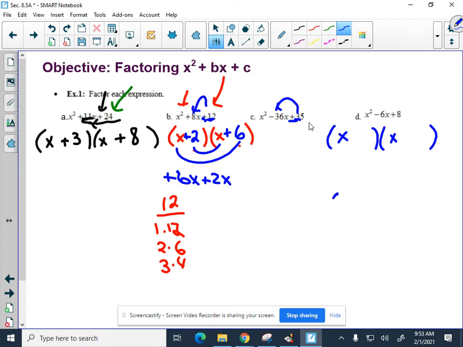They got to be 8. 1 times 8, 2 times 4, that's it, right? As we read backwards, they have to add up to what? Negative 6. So which ones do they got to be? 2 and 4, and if they're adding to a negative, they both have to be negative. So minus 2, minus 4. Because a negative 2 times a negative 4 is a positive 8.